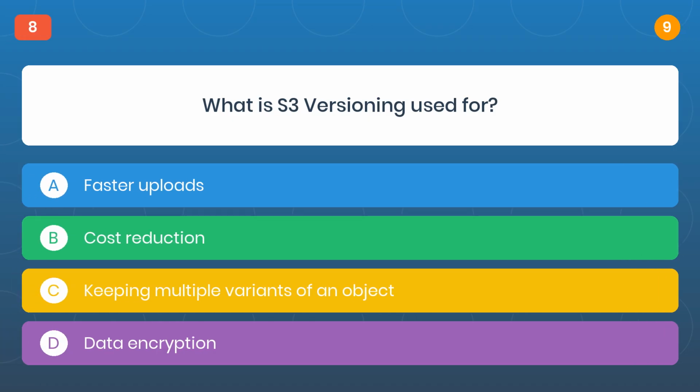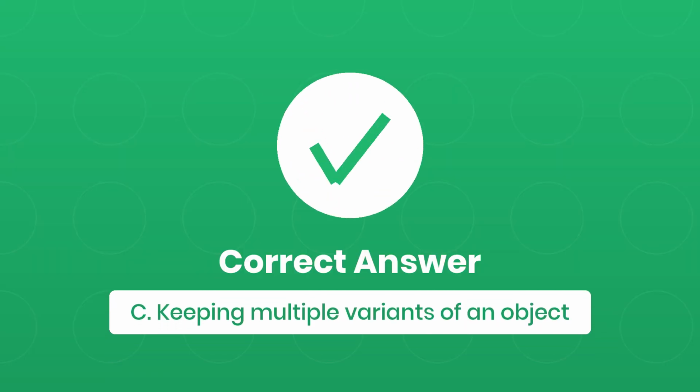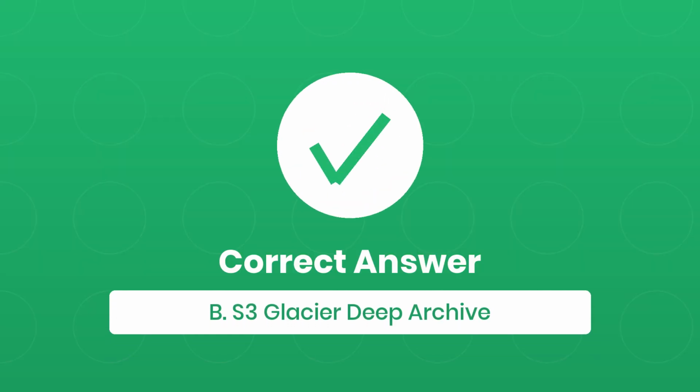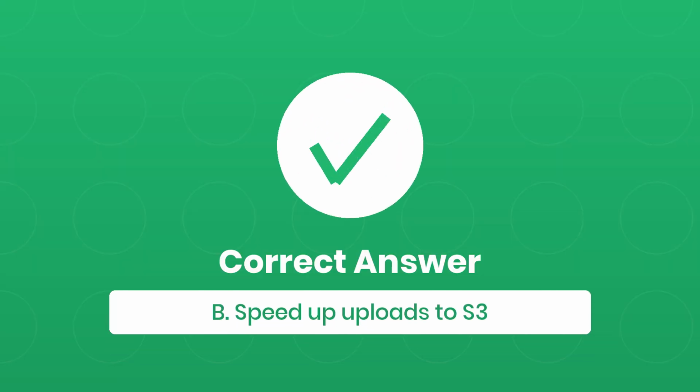Question 8. What is S3 versioning used for? The correct answer is C, keeping multiple variants of an object. Question 9. Which S3 storage class offers the lowest cost for long-term archival storage? The correct answer is B, S3 Glacier Deep Archive. Question 10. What is the purpose of S3 transfer acceleration? The correct answer is B, speed up uploads to S3.